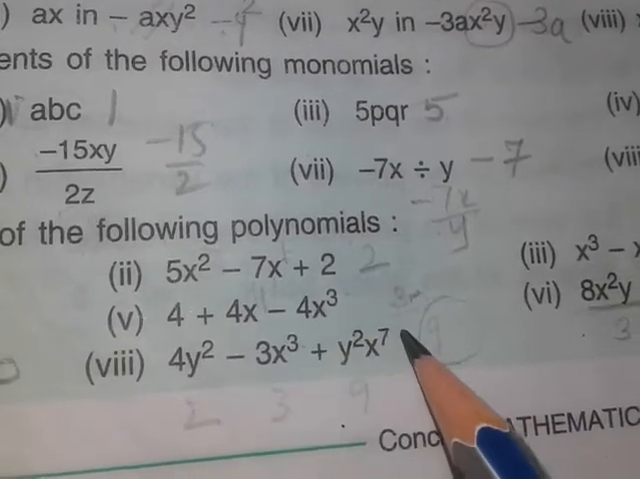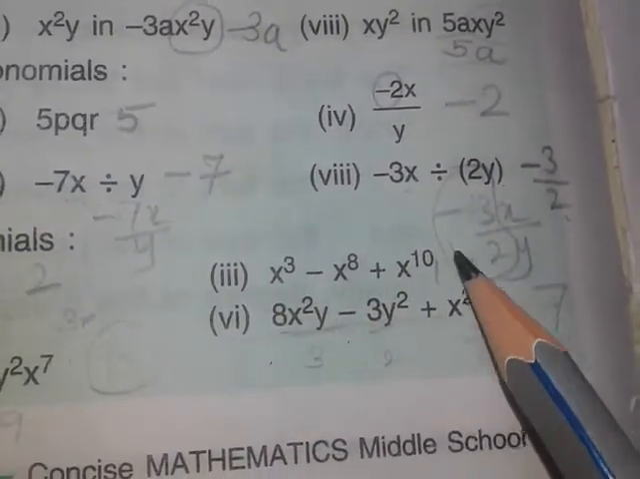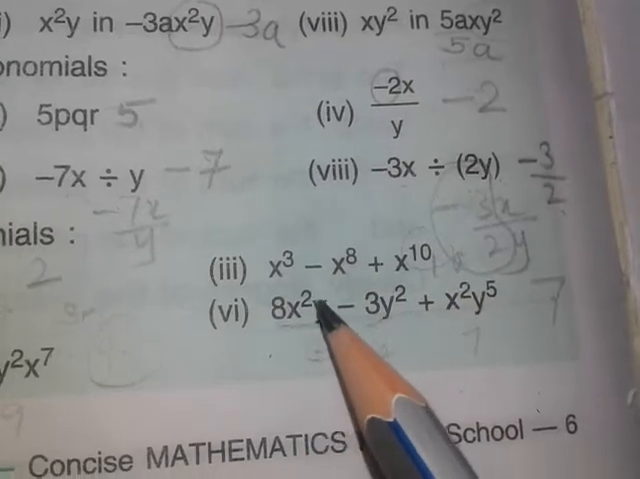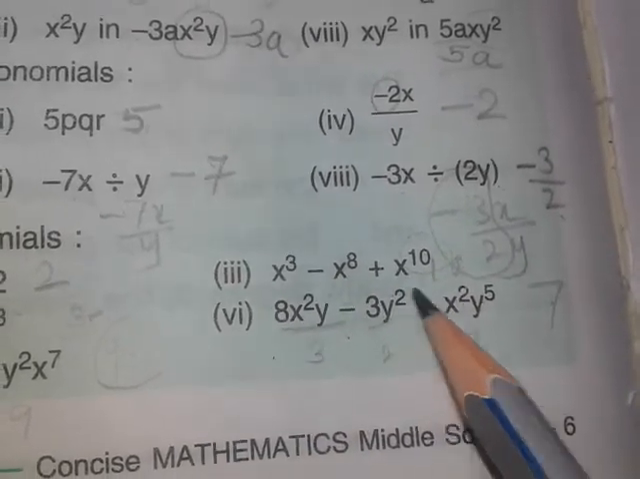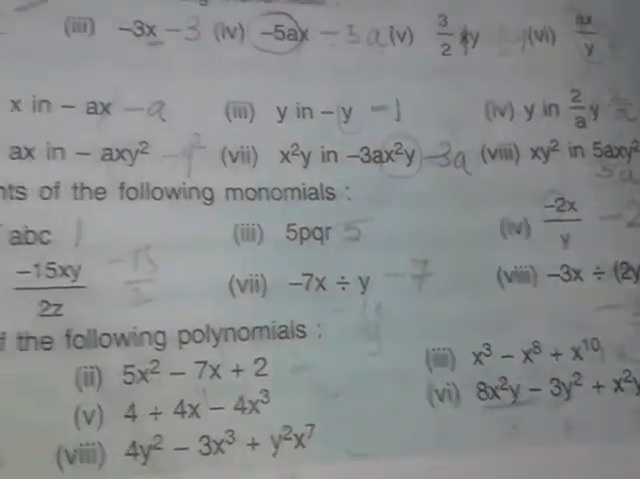So 2, 3 and 9. So 9 is the highest. So 9 is the degree. So 3, 8 and 10. 10 is the degree because 10 is highest. Here 2 plus 1, 3. 2 plus 5, 7. So 7 is highest. So 7 is the degree. Okay. So I hope you have understood.